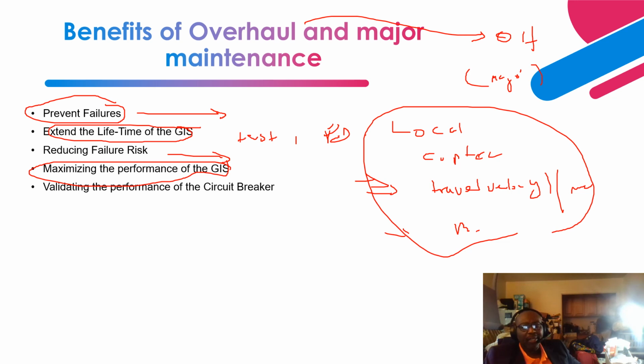Because the circuit breaker should be able to close within a certain amount of cycles, right? And it should be able to interrupt a fault within certain cycles. So when you do the testing, timing testing, contact resistance testing, travel velocity motion testing, and basically the motion testing of the mechanism, what you are trying to achieve is to validate the performance of the circuit breaker.